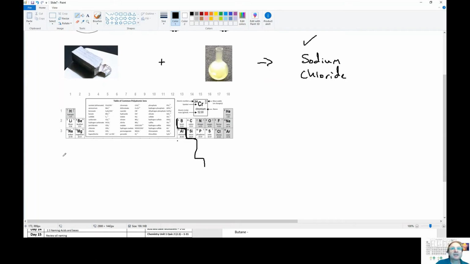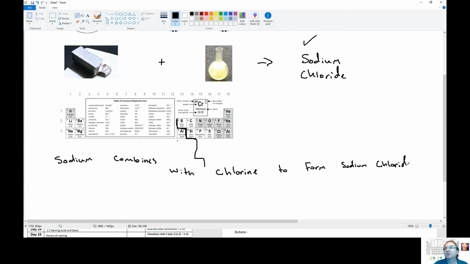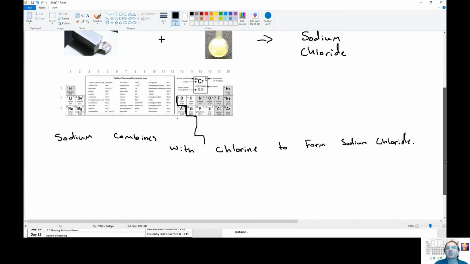All right, so let's write this down first, just in words. Write this down with me. Sodium combines, and just make sure to write it on a nice straight line, with chlorine to form sodium chloride. We're doing chemistry, by the way. Again, make sure to write that down. So that's your word equation.